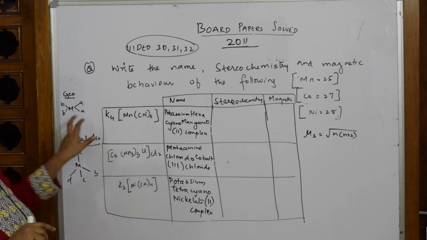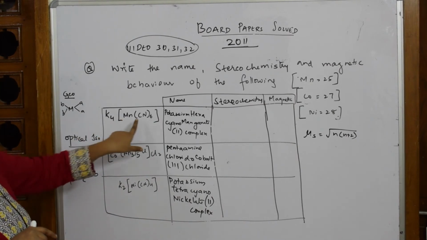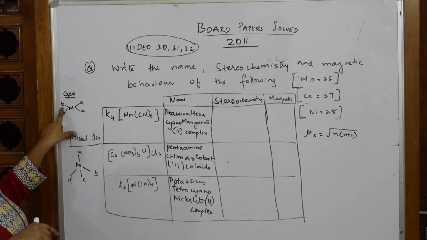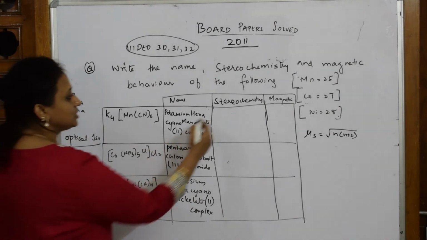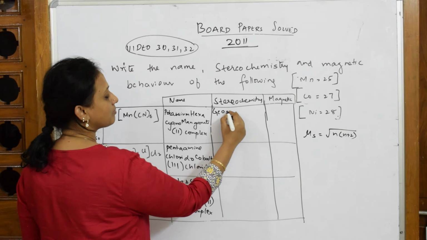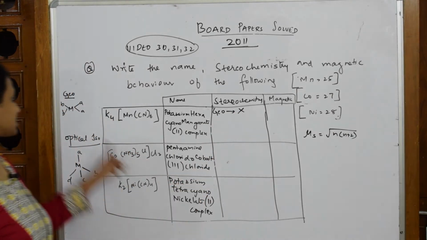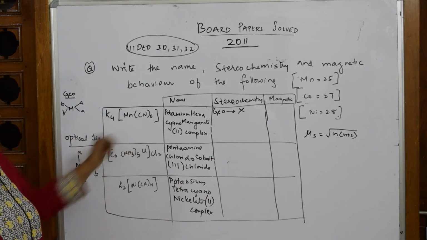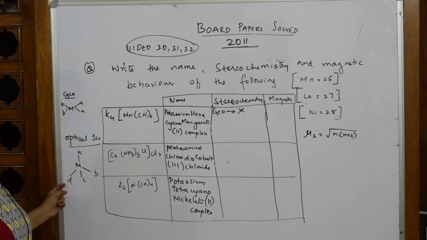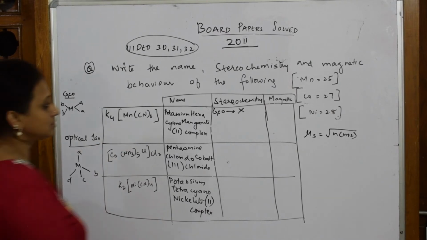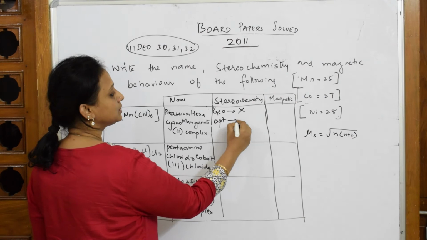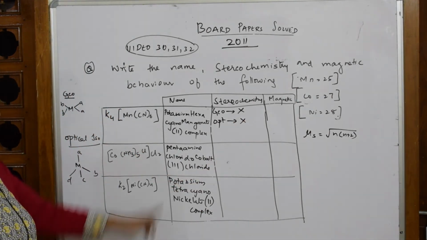Here in this case, inside the coordination sphere, do we have 2 different groups? No, isn't it? So geometrical isomerism not possible. Let's come back to optical. Here I said all the 4 groups should be different. So all are similar. So optical isomerism not possible. Done.